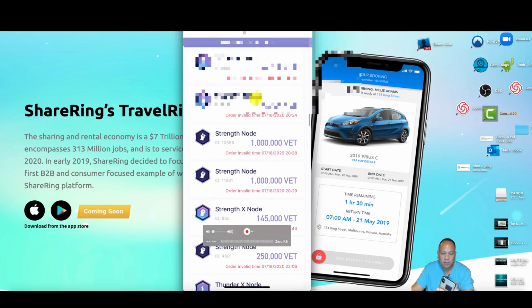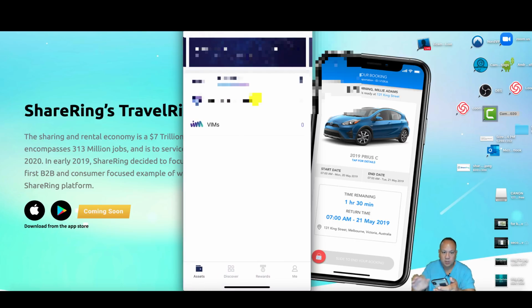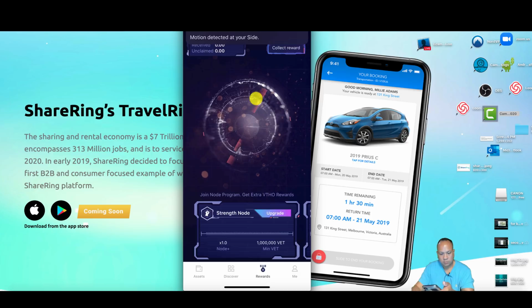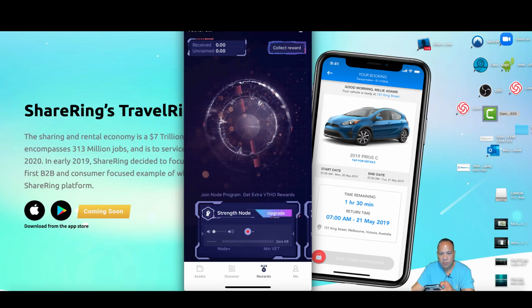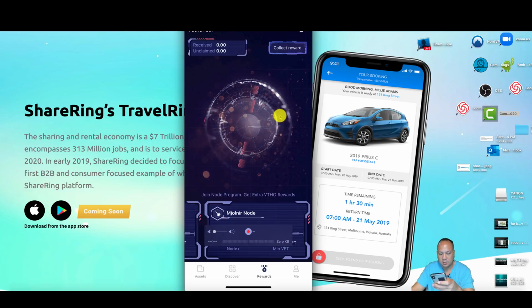Then if you want to upgrade your node without buying an X node, you can just upgrade to a non-X node where you don't have to buy. All you have to do is go to rewards. At the bottom here, go to rewards, and you'll see the upgrade. But make sure that you have the minimum amount, and it'll tell you the minimum amount is 1 million for a Strength node. For Thunder, it's 5 million. You can't see it because it's being hidden here. And then the last one is 15 million. So that's how you upgrade it, and I think it takes about 30 to 60 days.